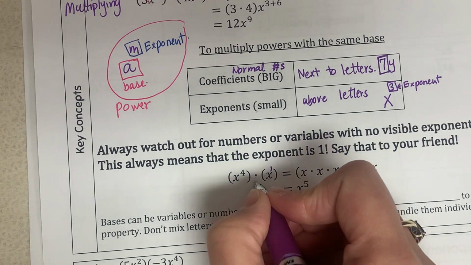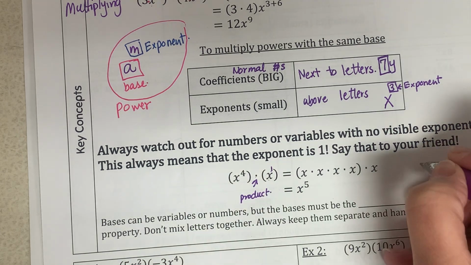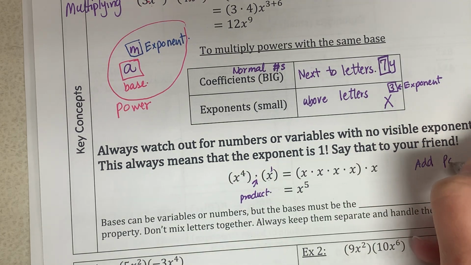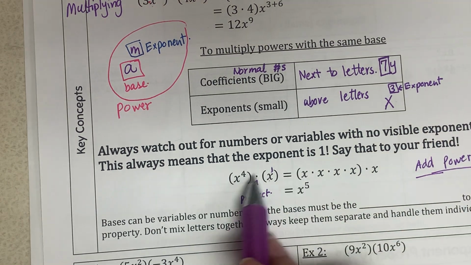They're being multiplied. This is product. So I'm going to add the powers, the exponents. So 4 plus 1 is a 5.